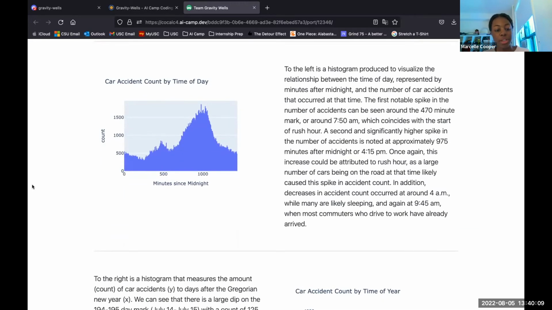To the left, we have a histogram that was produced to visualize the relationship between the time of day, represented by minutes after midnight, and the car accidents as well. As you can see, there's a notable spike around the 470 mark, which is the time of rush hour. Another spike is at 975 minutes after midnight, or 4:15 p.m. Like I said, this is attributed to rush hour because there's a number of cars on the road, and it has caused a spike in the accident count.